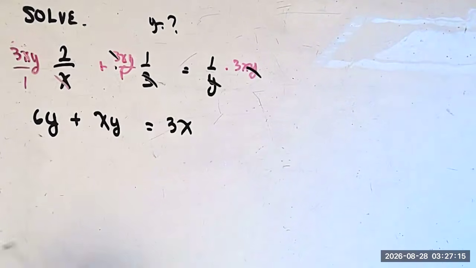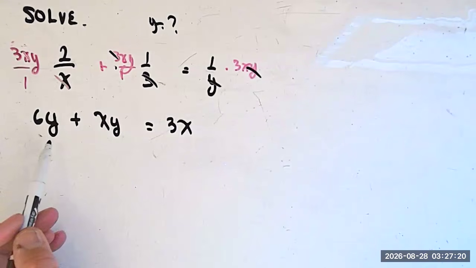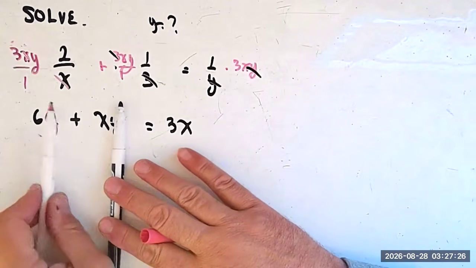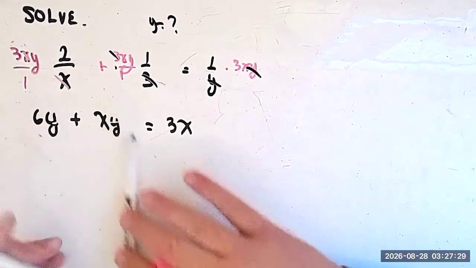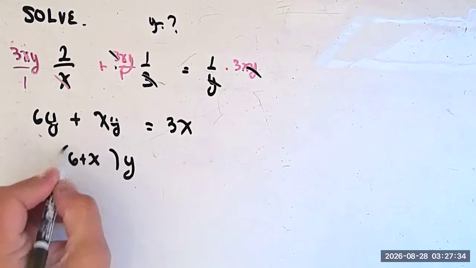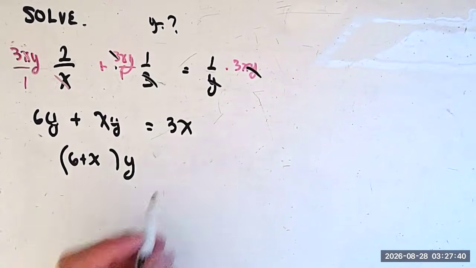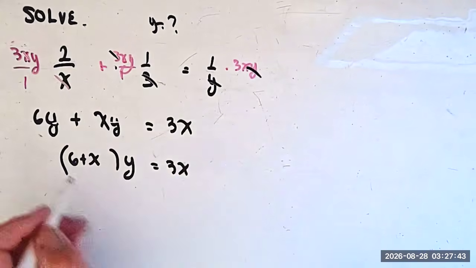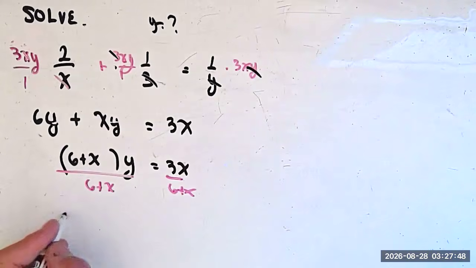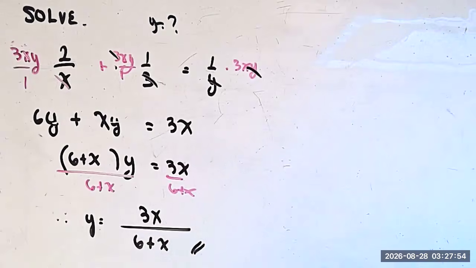Okay, not bad. So we are going to solve for y. Notice that I have two terms that contain the y. So I have 6 times y, x times y. If we were to factor out the y, it would be y parentheses 6 plus x. You can always verify: 6 times y is 6y, x times y is xy equals 3x. And now we just simply have to divide by 6 plus x, and we are done. Therefore, y equals 3x over 6 plus x. Fini, we are done.